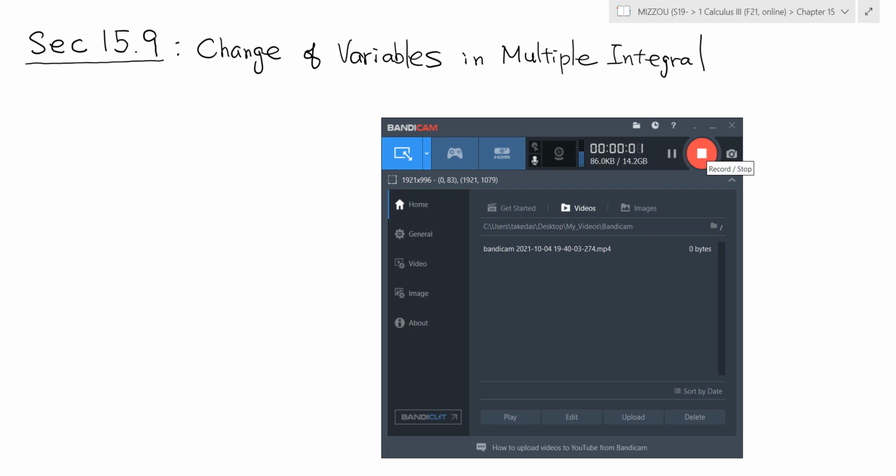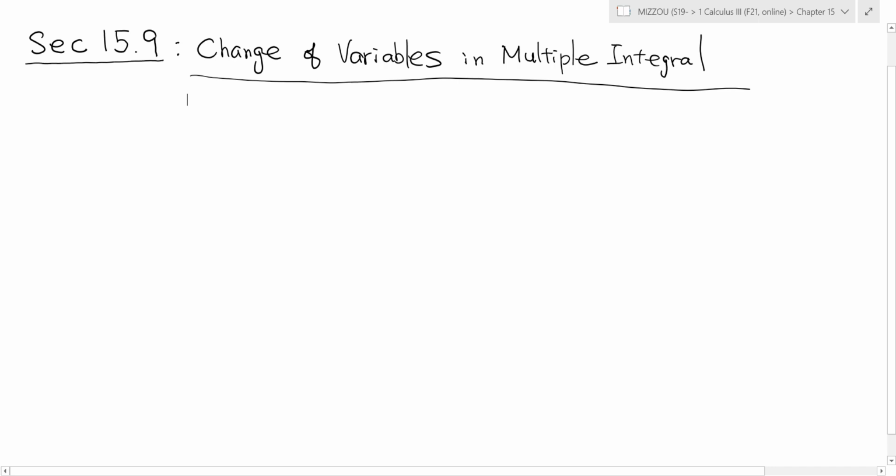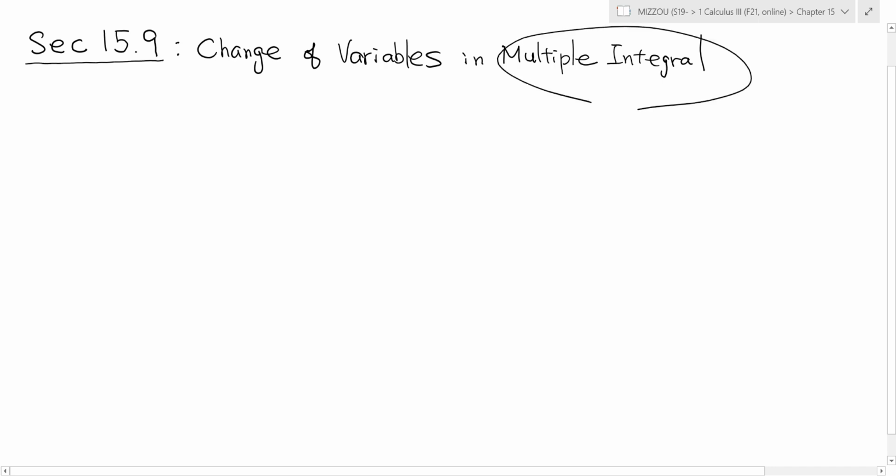All right. In this video, I'm going to cover section 15.9, and I'm going to spend 2 videos on this section. So this is the first one of them. This section is about the change of variables in multiple integrals. Multiple integral means double integral and triple integral. Essentially, what we're going to do is use substitution for double integrals and triple integrals.